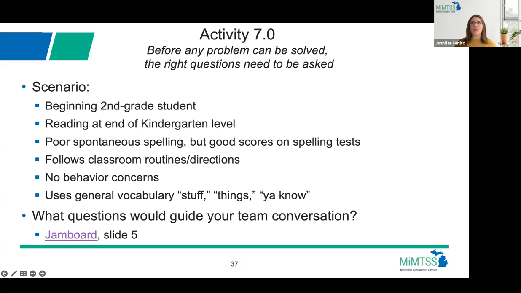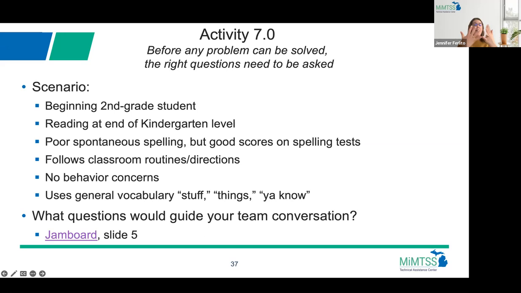We know that the simple view of reading guides us in what to teach and what to assess. So we can, one, shift our language to what instruction is needed, what assessment is needed. This can steer us away from language grounded in student deficits. And it can help us influence the type of questions that we're going to ask. So, you know, in order to solve a problem, we have to be asking good questions.